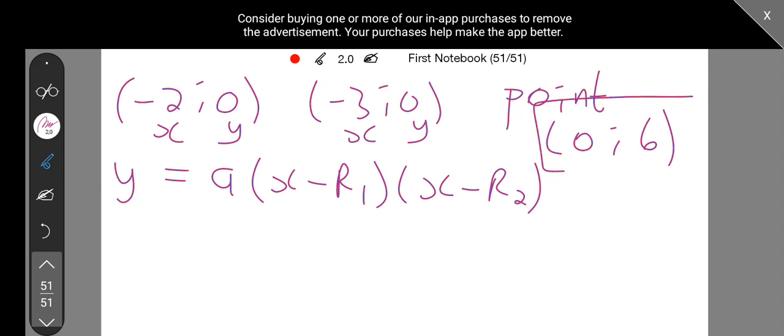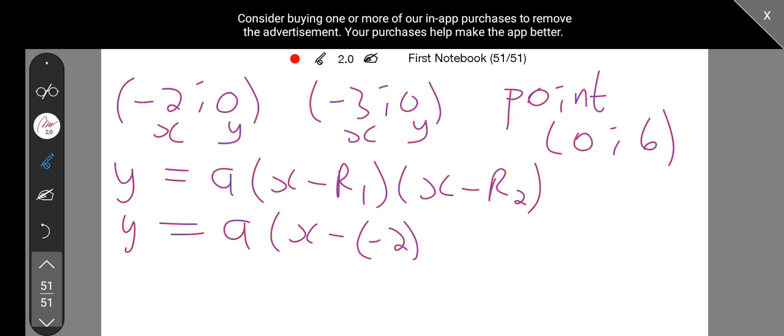But let's look at this one, (0, 6). If y is 6, x is 0. This means that this is the y-intercept. The y-intercept is 6. So we're going to start by plugging the two x-intercepts in the place of r1 and r2. We're going to say that y is equal to a multiplied by (x minus the first x-intercept). The first x-intercept is -2, so we're going to plug in -2 here. And then x minus again, we plug in -3, the second x-intercept.